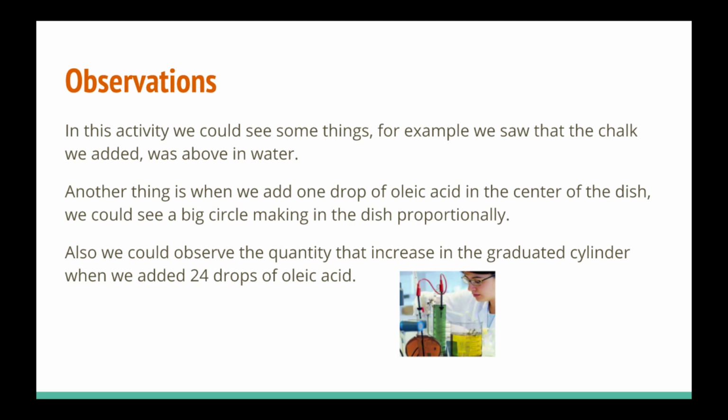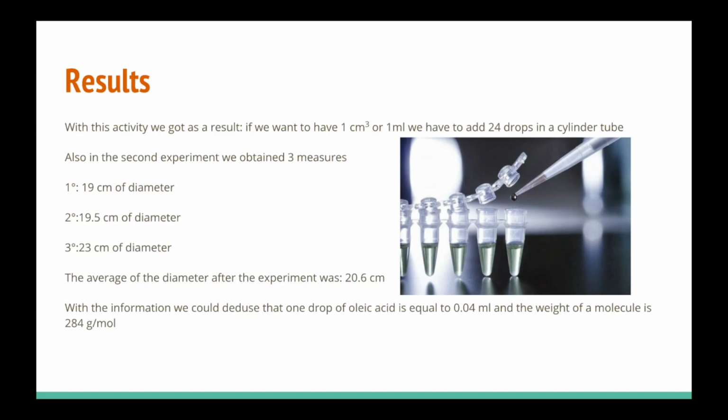In this activity, we could see some things. For example, we saw that the chalk we added was evolving in the water. Another thing is when we added 1 drop of oleic acid in the center of the dish, we could see a big circle forming in the dish proportionally. Also, we could observe the quantity that increased in the graduated cylinder when we added 24 drops of oleic acid. With this activity, we got as a result: if we want to have 1 cubic centimeter or 1 milliliter, we have to add 24 drops in a cylinder tube.